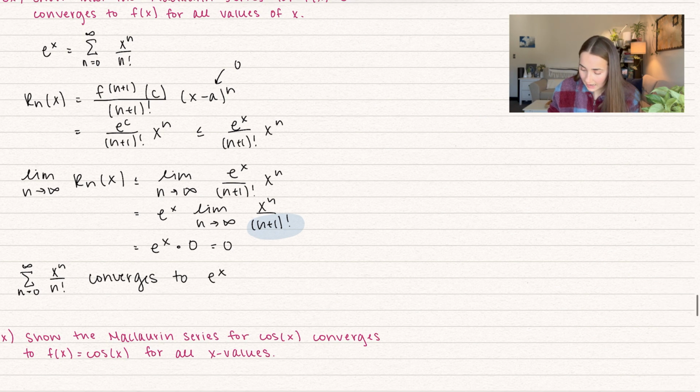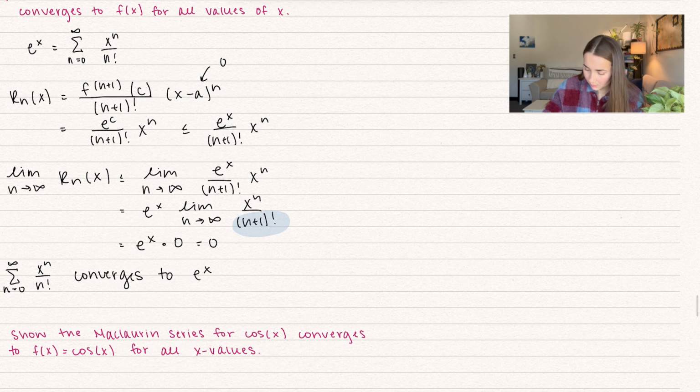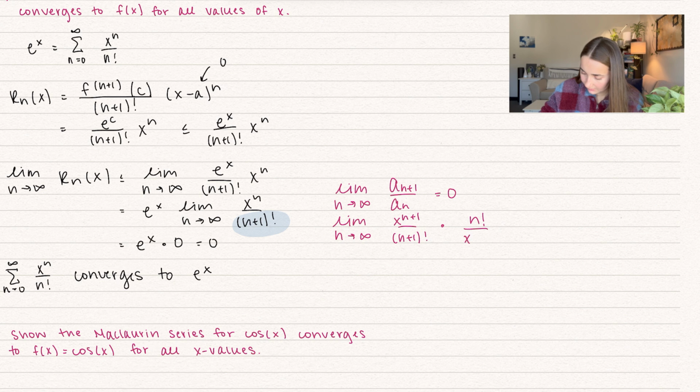If you guys want an actual proof for why this limit goes to 0, let's go ahead and think about it. One way to show it is if the limit as n goes to infinity of a to the n plus 1 divided by a to the n equals 0, then we know it converges to 0. So if we were to think about this like a sequence, we would have the n plus 1 term, so x to n plus 1 over n plus 1 factorial times, that's going to be n factorial over x to the n. I just multiply by the reciprocal.